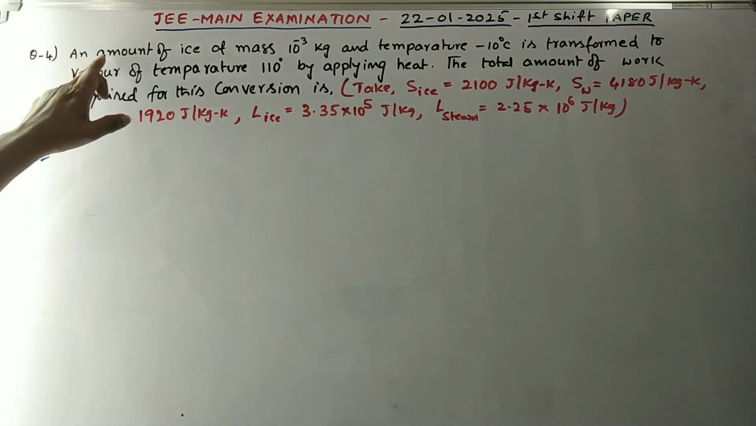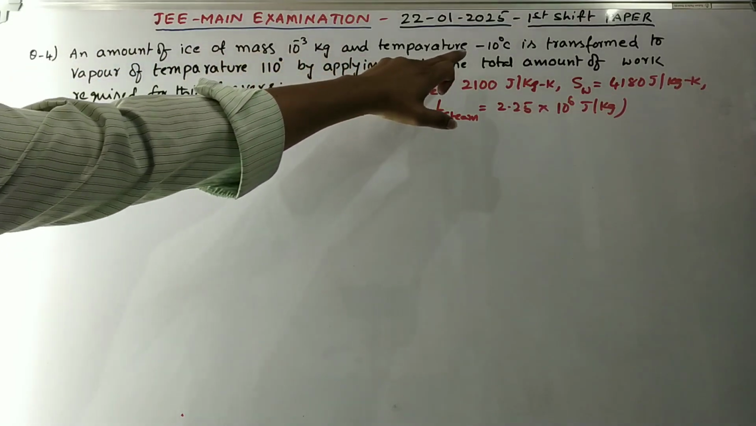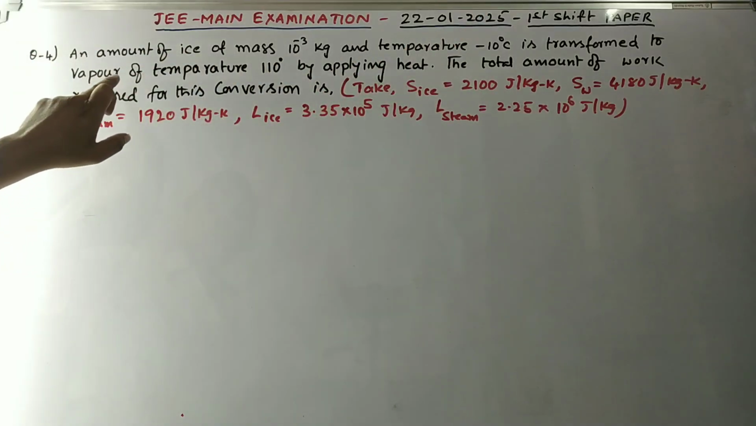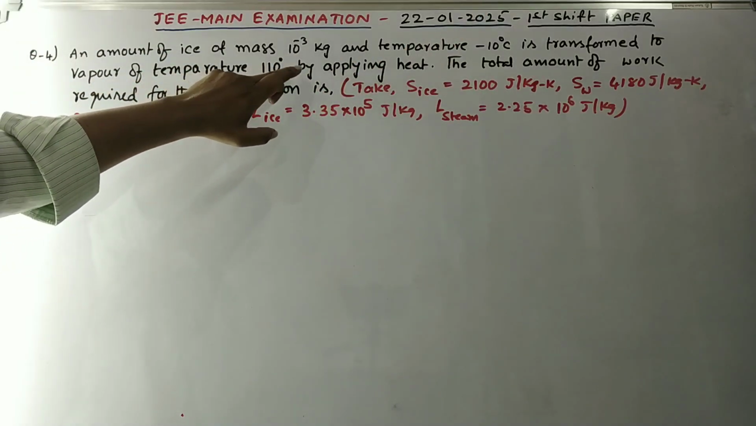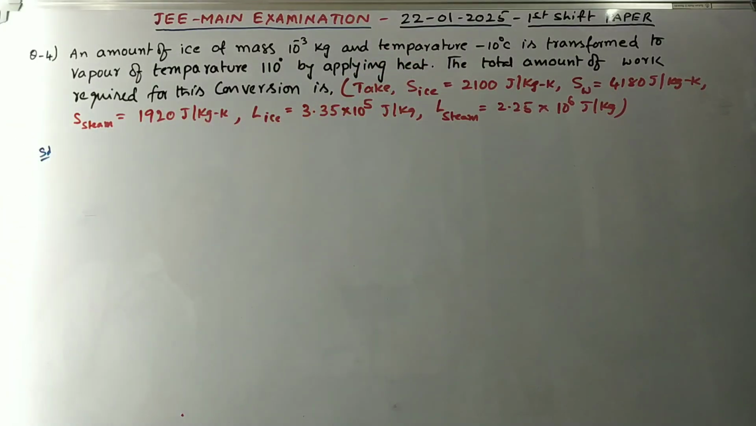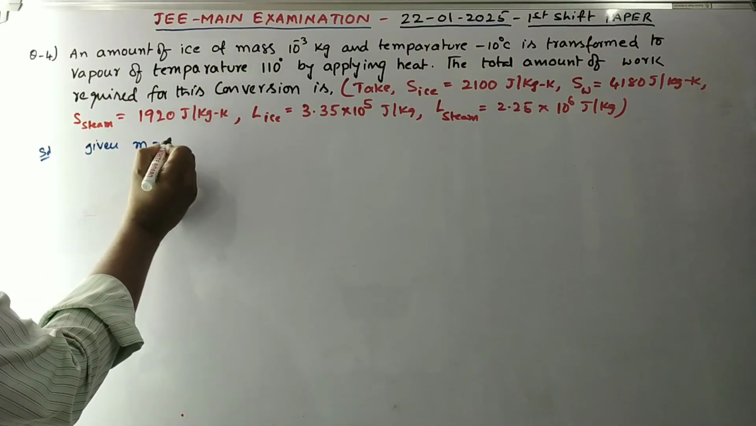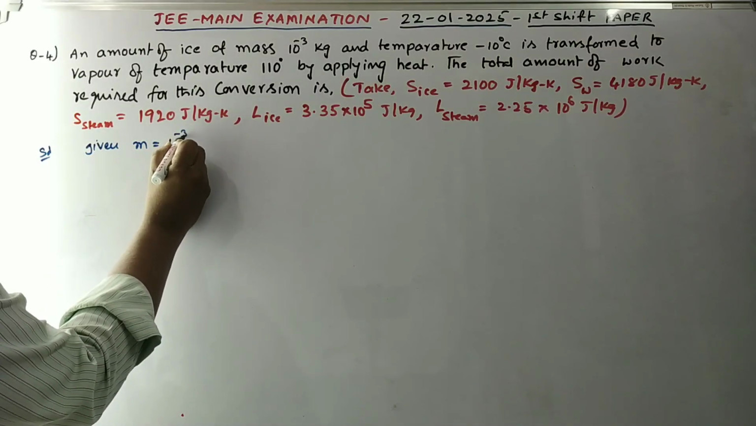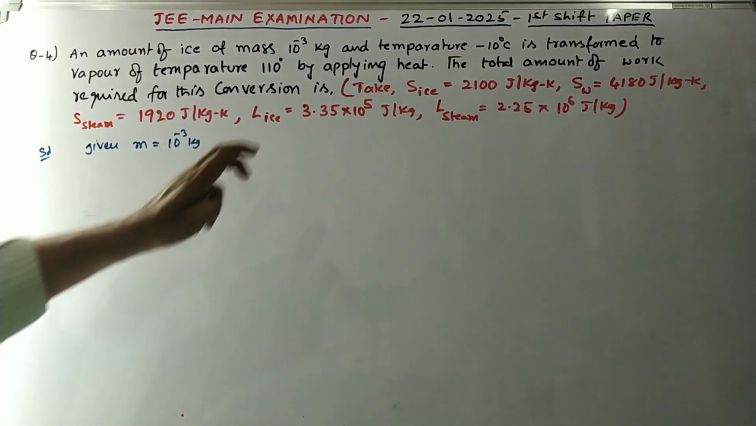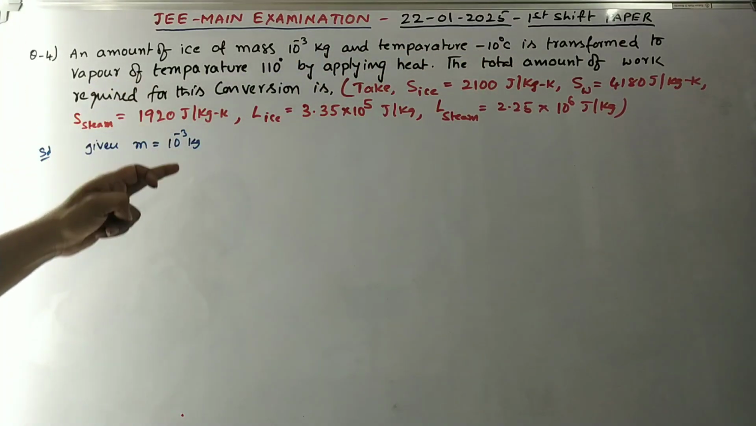The fourth question: an amount of ice of mass 10⁻³ kg and temperature −10 degrees Celsius is transformed to vapor of temperature 110 degrees Celsius by applying heat. The total amount of heat required for this conversion is. So first of all, what is given? Given mass of ice, m is equal to 10⁻³ kg. Initially its temperature is −10, and later it is transformed to vapor.